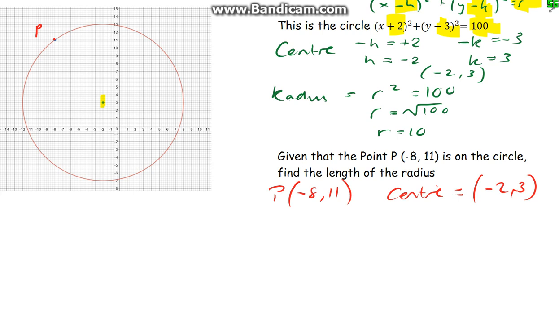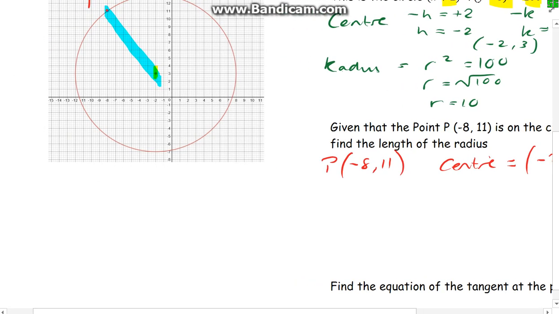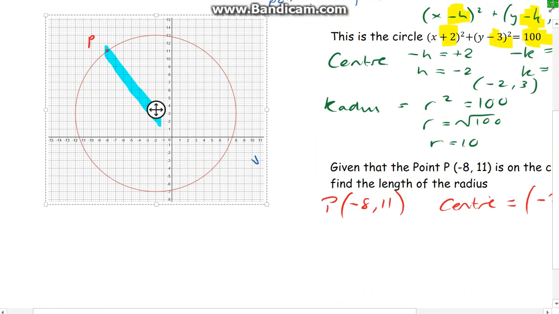So what they're actually asking us to find here, they said, given that P is on the circle, find the length of the radius. So the length from the centre to the point on the circle, you know it's going to be the radius. So that's going to be the distance of a line because it's a length. So it's coordinate geometry.